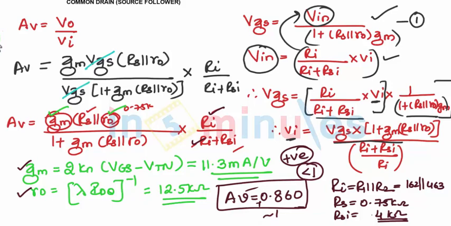Now how do we find the output resistance? We have already found Ri, the input resistance, over here. Now coming to the output resistance.